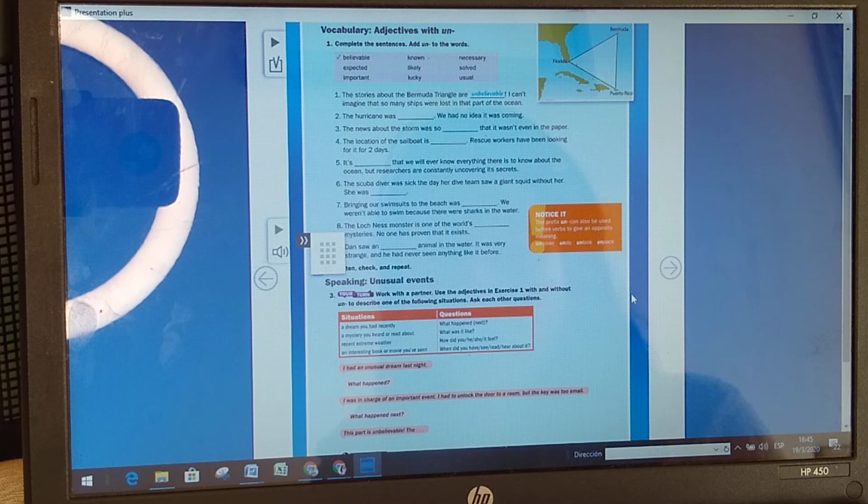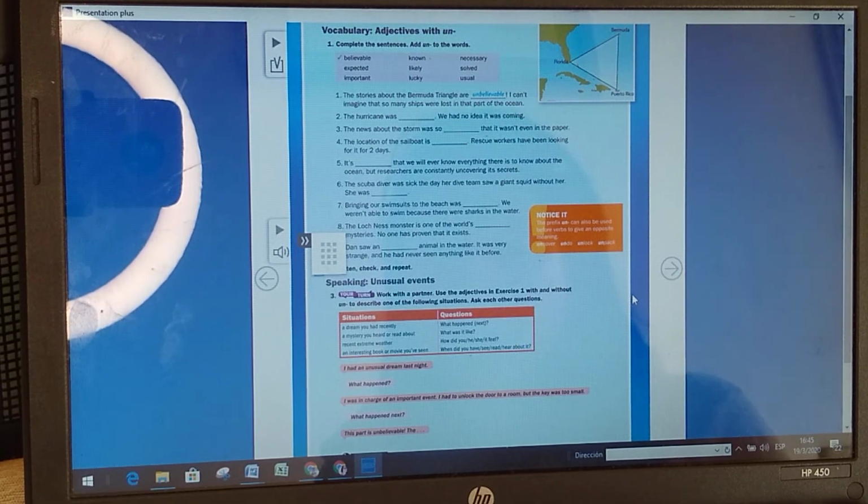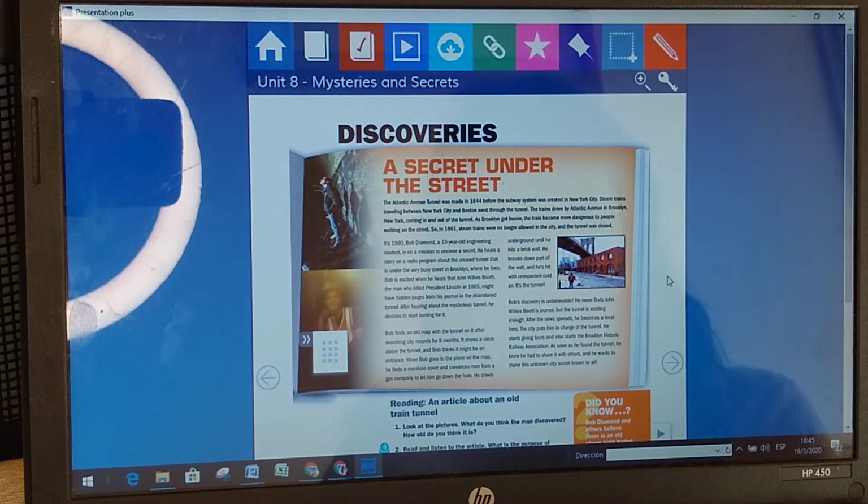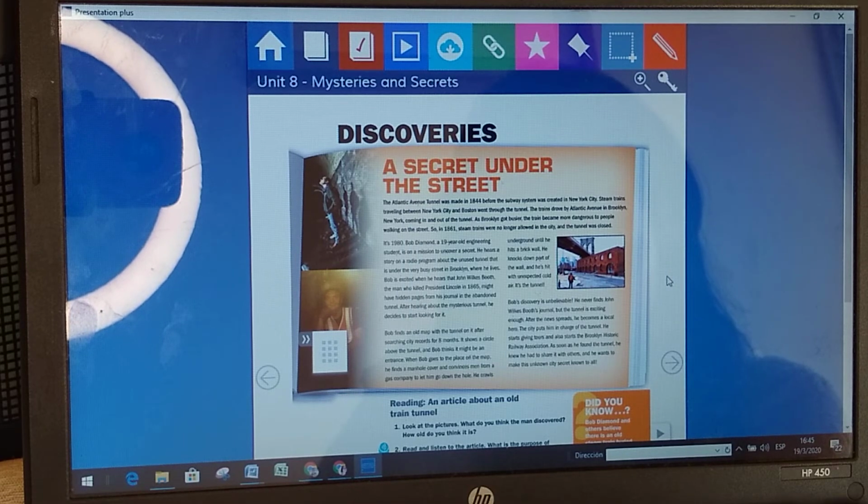We are going to take a look at our example given, that is on the following page 76. It's about discoveries. It is an article about an old train tunnel. The objective of it is to read an article about a forgotten tunnel under a city street. The main objective here is that you can notice the format of the reading.